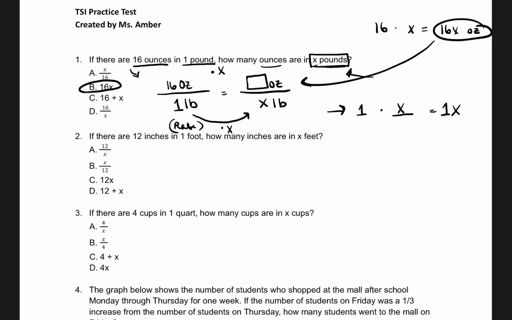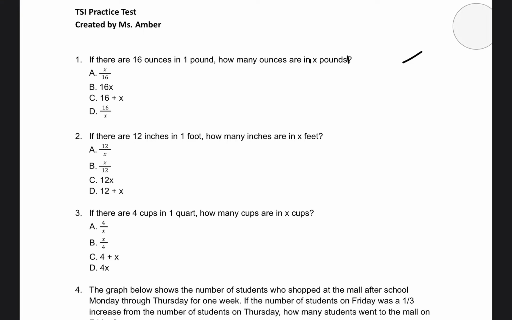And so for certain problems throughout this practice test, I gave you multiple opportunities to practice the same skill. So now that we know how to solve this, we have 2 more opportunities to put the same skills into practice. So we're going to erase this so it's not a distraction, and let's go to problems 2 and 3. It says, if there are 12 inches in 1 foot, how many inches are in X feet? So again, inches to feet.